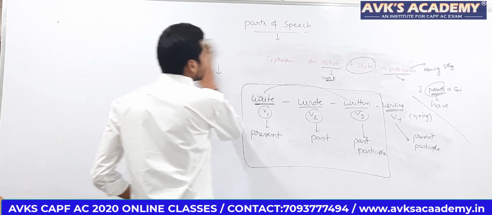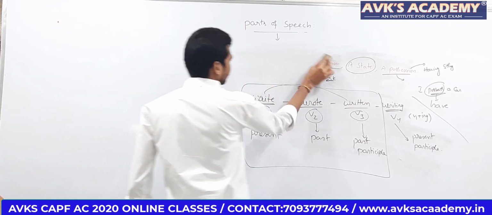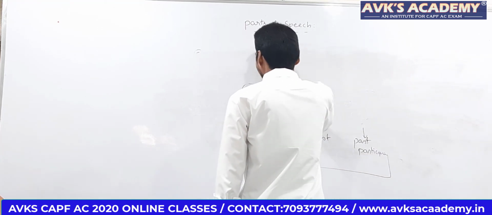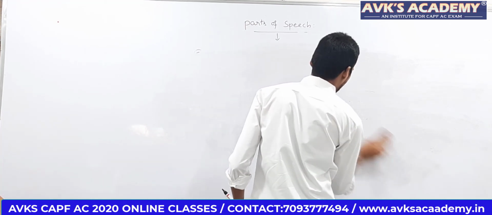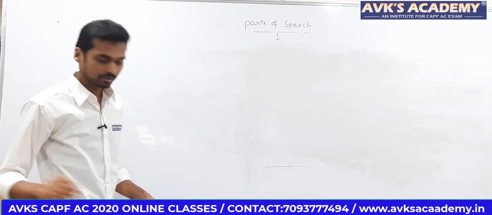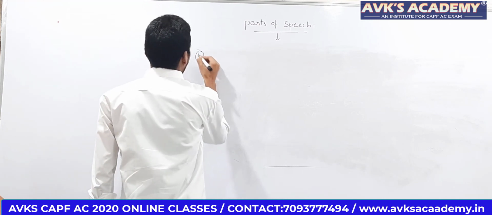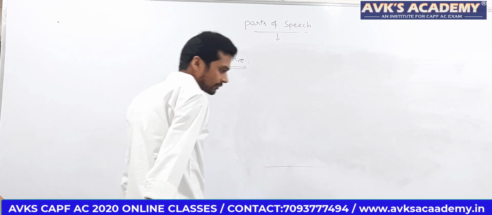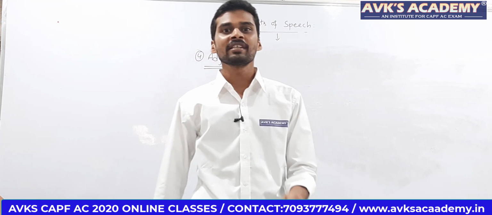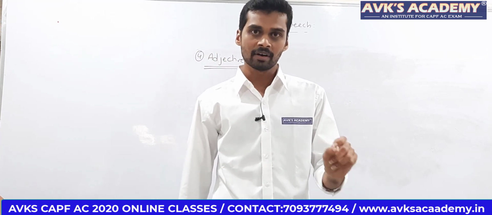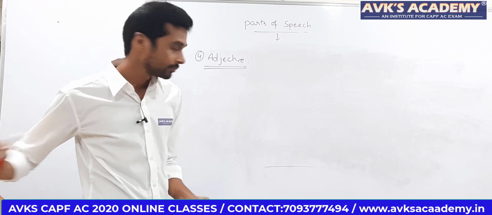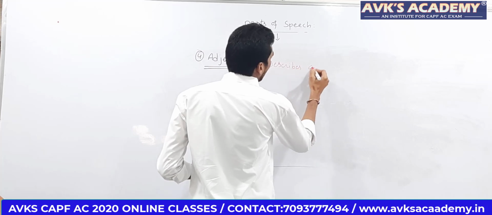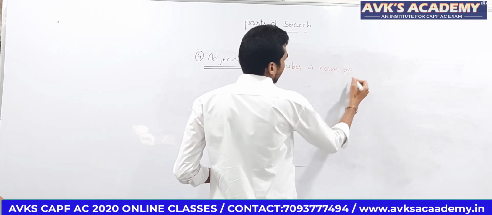And coming to the next part of speech. What is the next part of speech in that order? Adjective. Adjective is the next part of speech. What is an adjective? Adjective is a word which describes a noun or a pronoun.